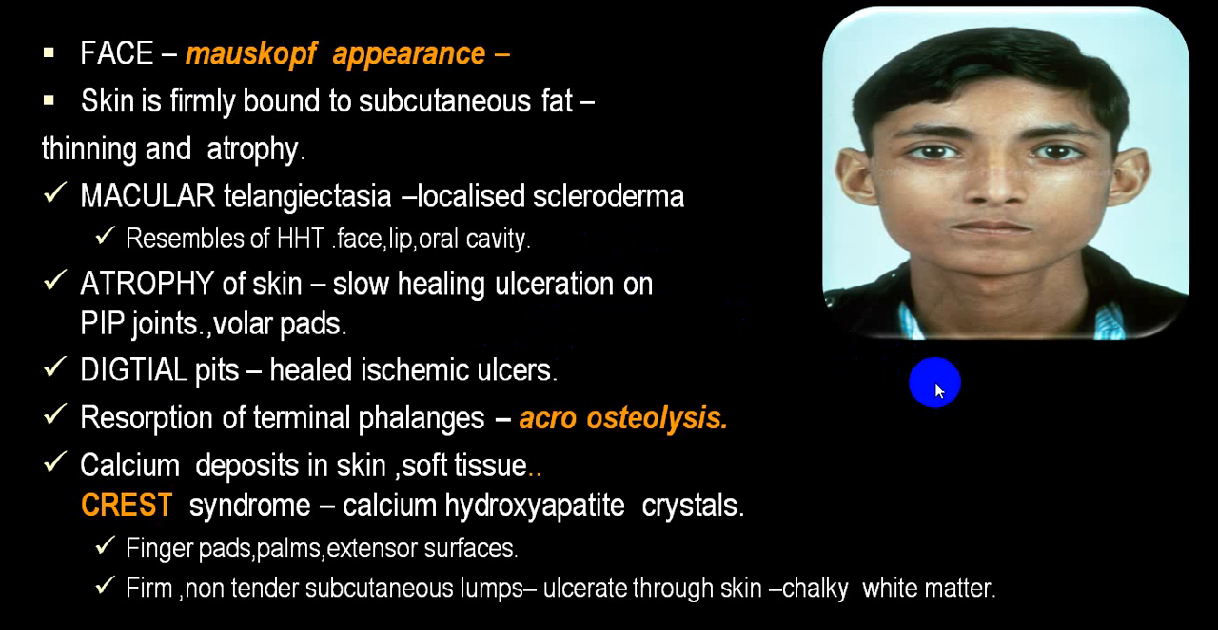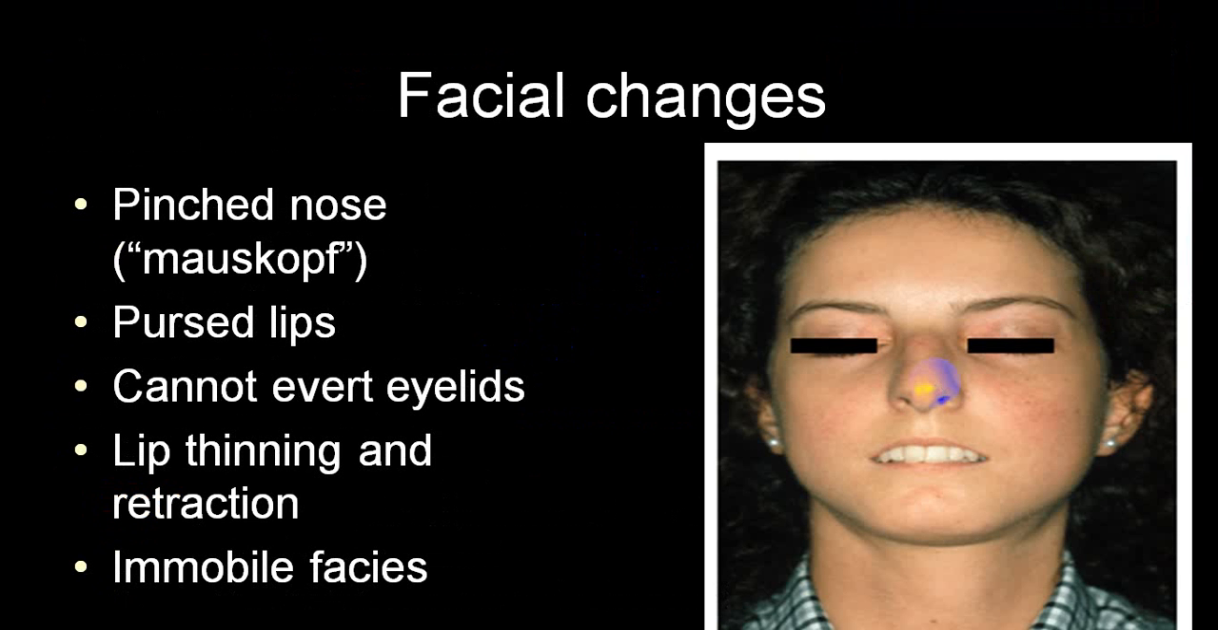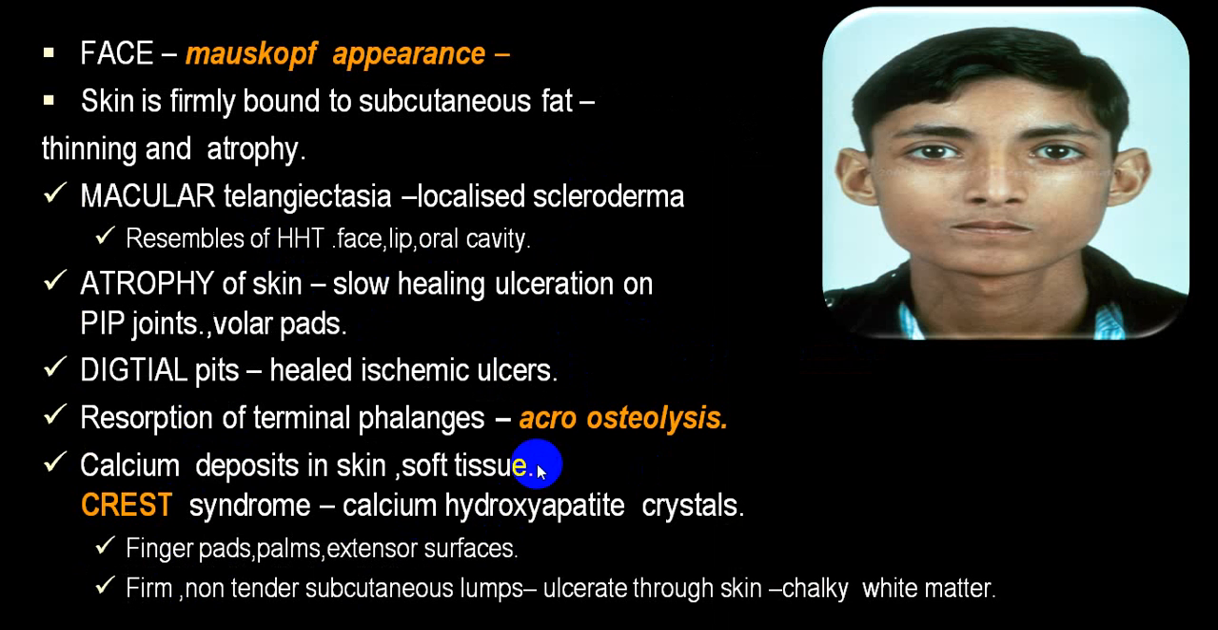So go through it in your leisure time. This is again typical. You can see tight lips producing a small opening, mask-like face, pinched nose, pursed lips, cannot evert eyelids, lip thickening and retraction, immobile face, etc. Typical facial changes. Pinched nose. This nose is pinched, so that is described typically. You can see here, this is a pinched nose, and that is described as mask-like face appearance.